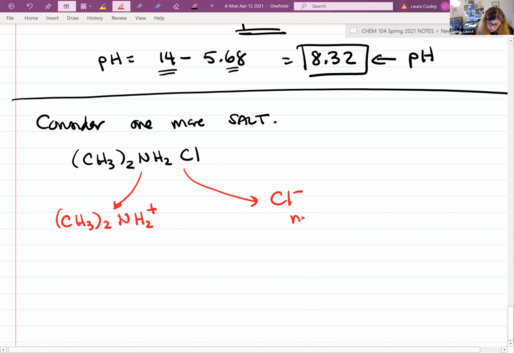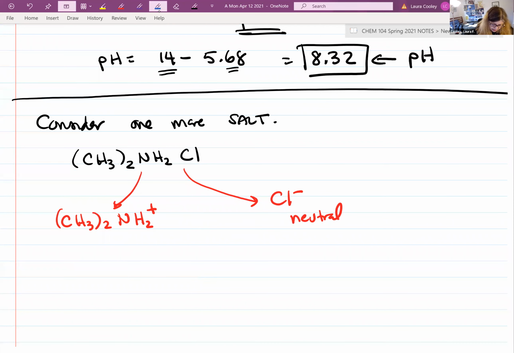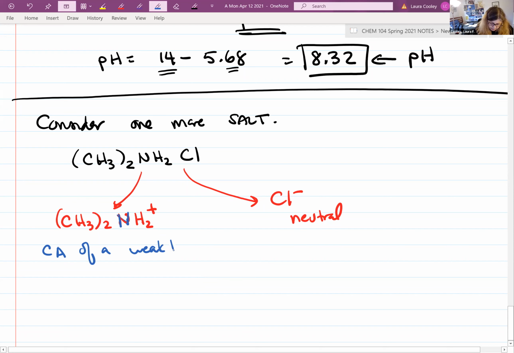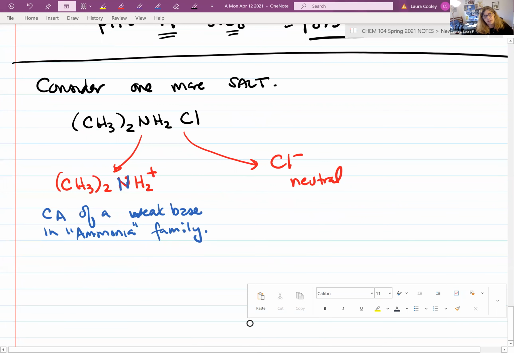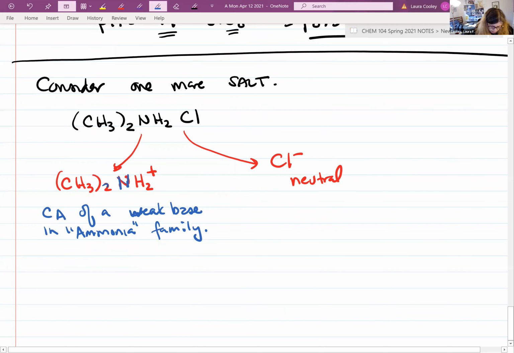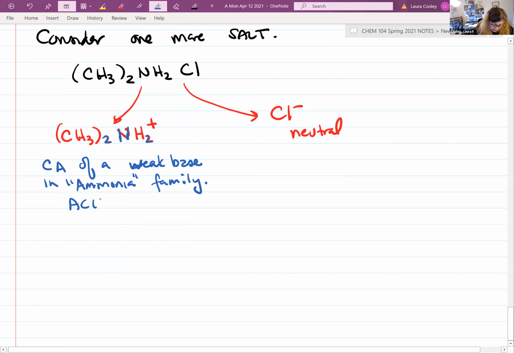And this is neutral. What you should hone in on here is this nitrogen, because that's the clue that's going to tell you that this is the conjugate acid of a weak base in the ammonia family, I'm going to call it. Remember, I told you ammonia is like a prototype of a weak base. As soon as you see that, you should be able to tell what's going on. This is just like NH4 plus. There's two substituents that are methyl groups, and there's two hydrogens instead of four hydrogens. So that tells you that this is acidic because it is the conjugate acid of a weak base.